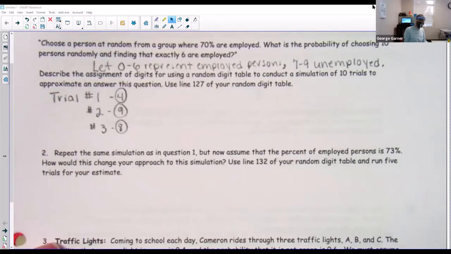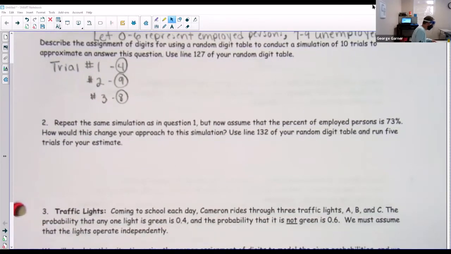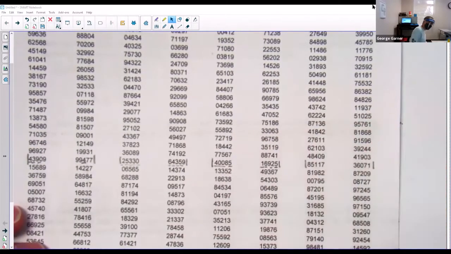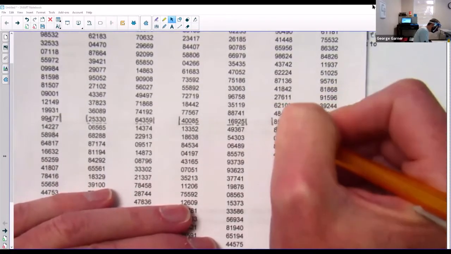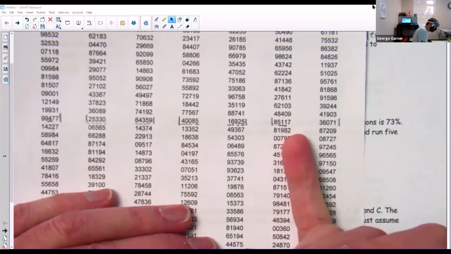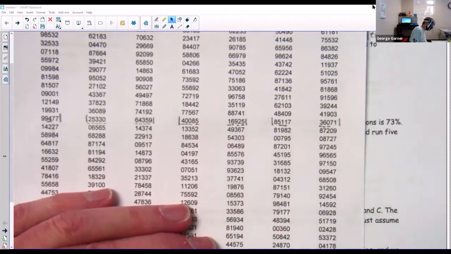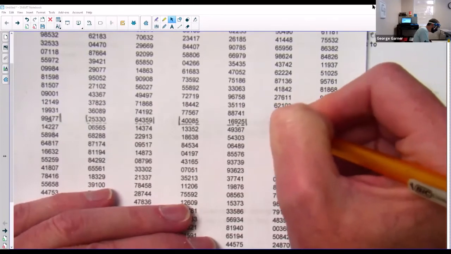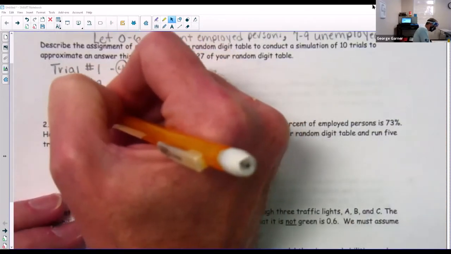Okay, I'm still looking for 6. I haven't gotten it yet. All right, so another one. So I'm going to section off this group at the very end. So 8 is unemployed, but 5, 1, and 1, they're employed. 7 is unemployed. 3, 6, 0, 7 is unemployed, and then 1. So 1, 2, 3, 4, 5, 6, 7. So trial number 4, I had 7.